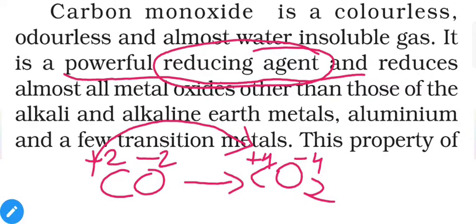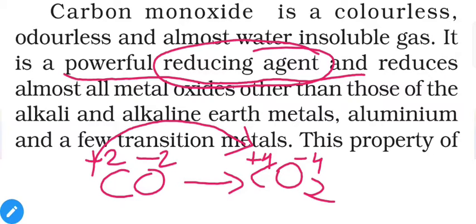That means we can use it to reduce certain metals as well. But strong metals cannot be reduced using carbon monoxide. The exceptions are alkali metals, alkaline earth metals and aluminium, and some of the transition metals, that means some of the metals of d block. These metals have extremely strong metallic character, so we cannot use carbon monoxide for them, but all the remaining metals can be reduced using carbon monoxide.